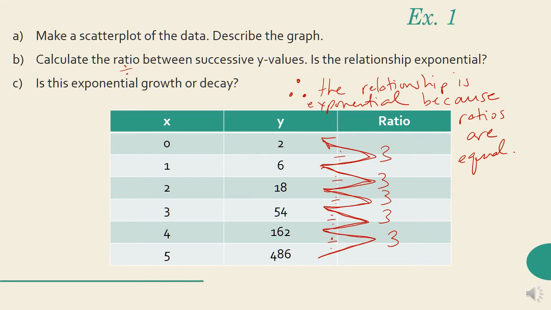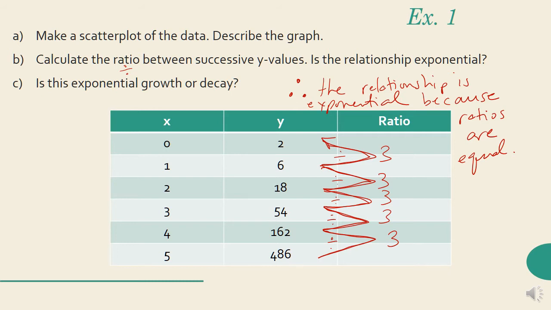I can guarantee you this is going to be a CCA or exam question, and more than likely it's going to show up on your test. Here's a table of values. Tell me if it's exponential or not. Do the division, and you're going to say it's exponential because the ratios are equal. Or if you didn't get 3 or the same number for all of them, then it's not exponential. And that's because the ratios were not equal.